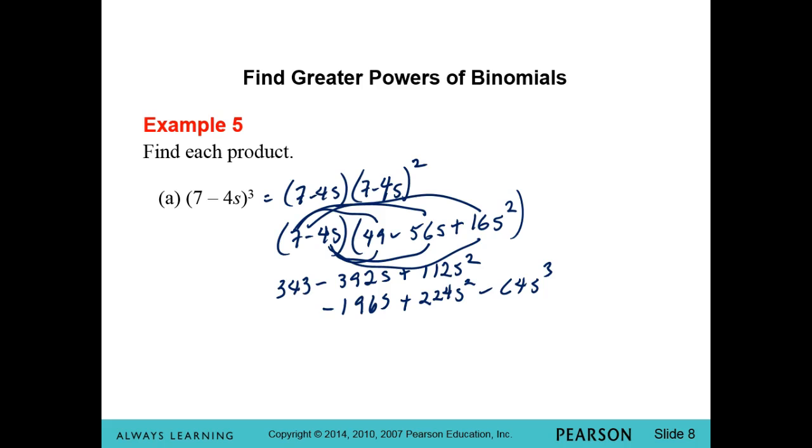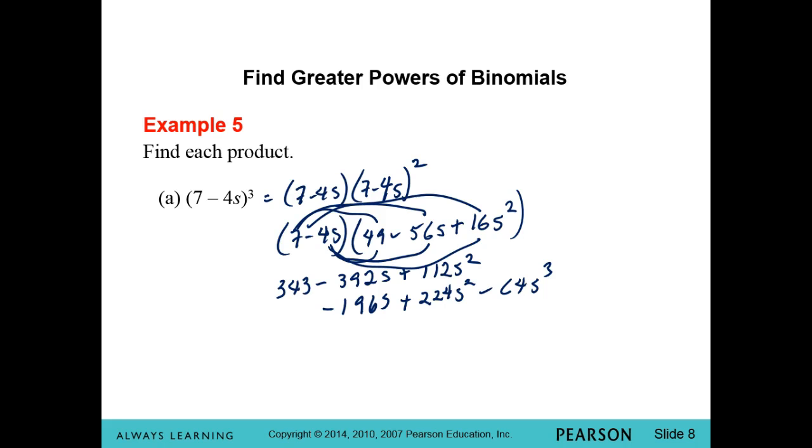The first one's wrong? Okay. 7 times 9 is 63, plus 28 is 34... Yeah, I think that's right. 7 times 49. Is that what you got? Okay. Your calculator's wrong, or it was? You can't trust those little boxes.